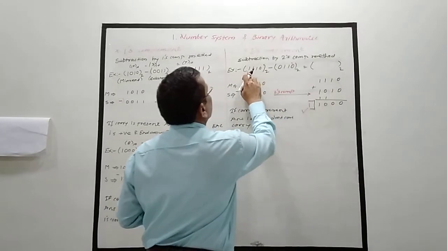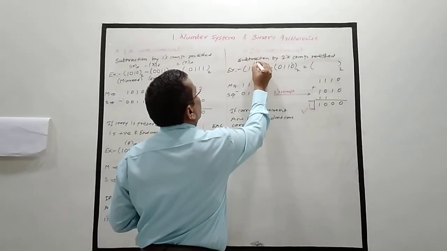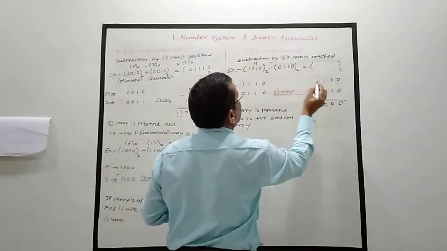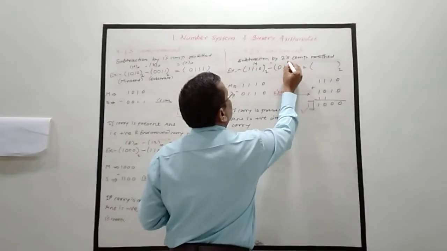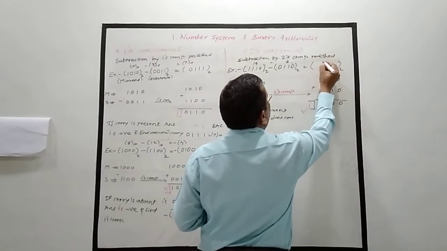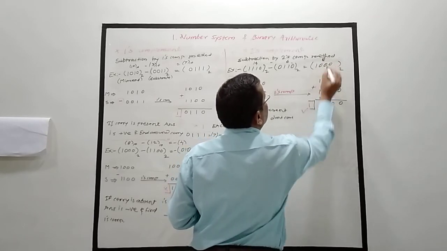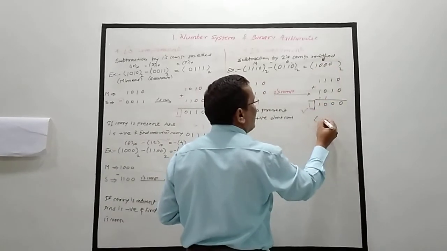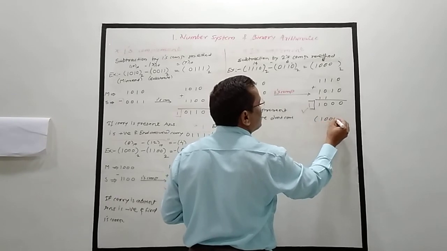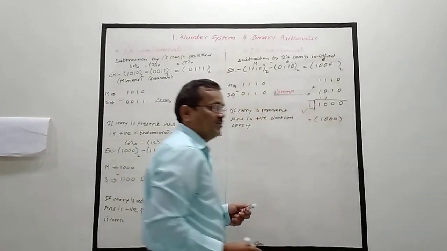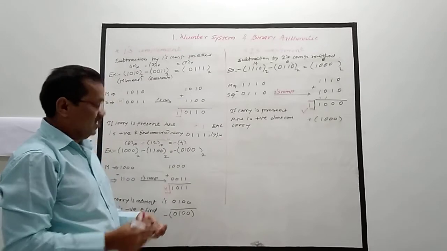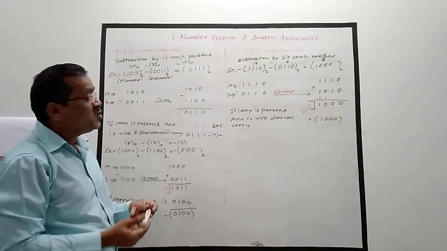See, 14 minus 6 will be equal to 8. So here the number is 1000, which is 8. So final answer is 1000 positive. This is what subtraction by using twos complement.